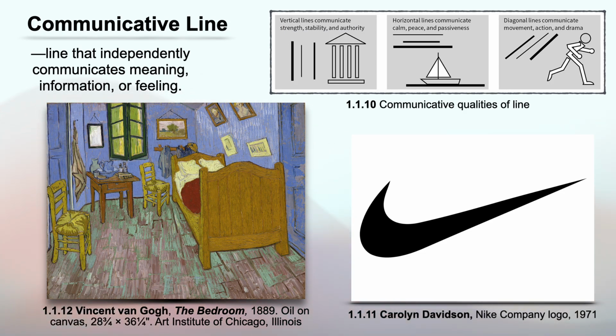Communicative line. Graphic designers know about these three categories and more, but these basic three are pretty standard. Vertical lines communicate strength, stability, and authority. Horizontal lines communicate calm, peace, and passiveness. And diagonal lines communicate movement, action, and drama. So using these types as examples, communicative line independently communicates meaning, information, or feeling. Nike's use of a diagonal line signifies speed and motion, and Van Gogh's bedroom is fraught with vertical lines as though one might fall through the floor.